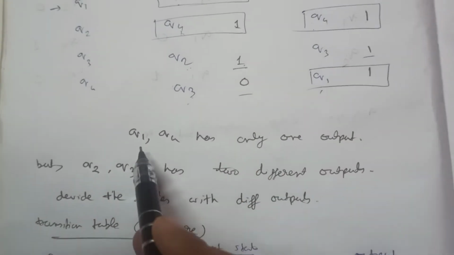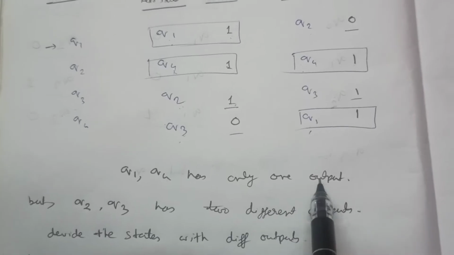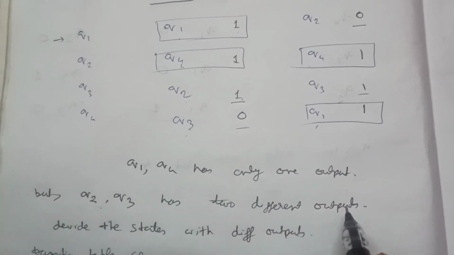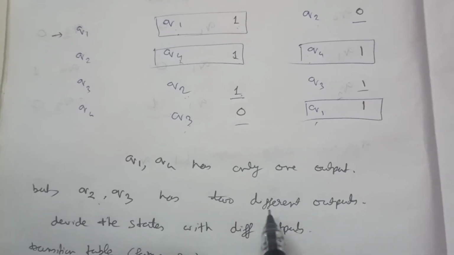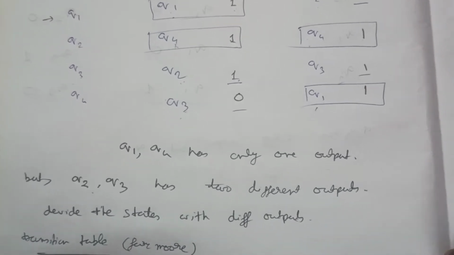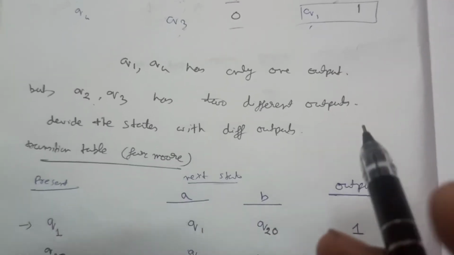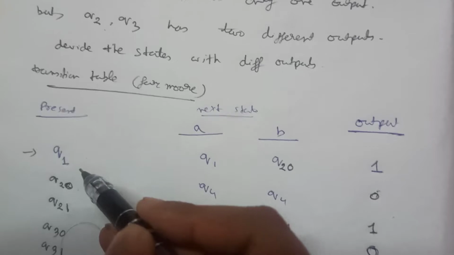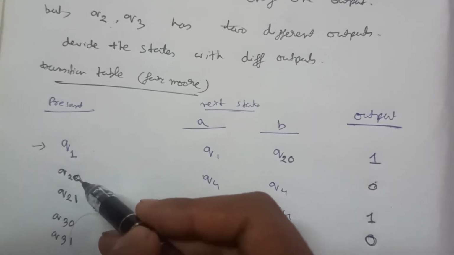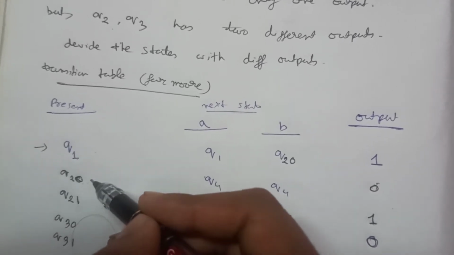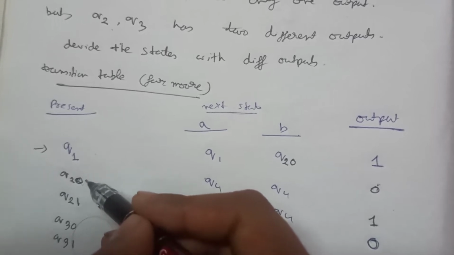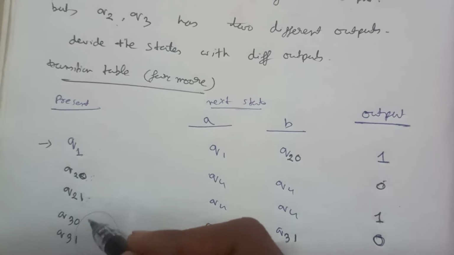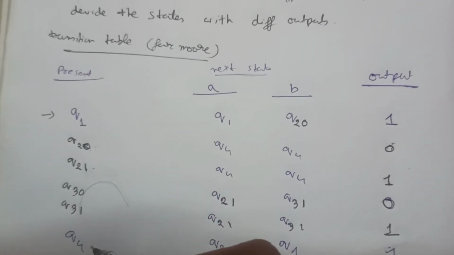So see, I have already written that q1 and q4 have only one output, so they will remain similar, but q2 and q3 have two different outputs for the same state. So I will just break them. I will divide the states with different outputs. So how can we divide? First, q1 remains constant, but q2 is divided into two different states according to output 0 and output 1. For output 0 it will be q2 0, for output 1 it will be q2 1. Similarly q3 0 and q3 1, and q4 is similar.